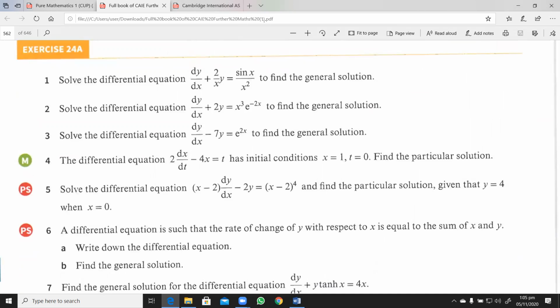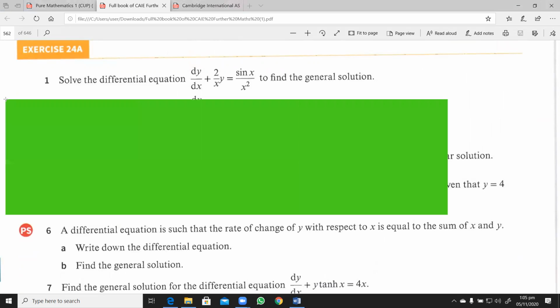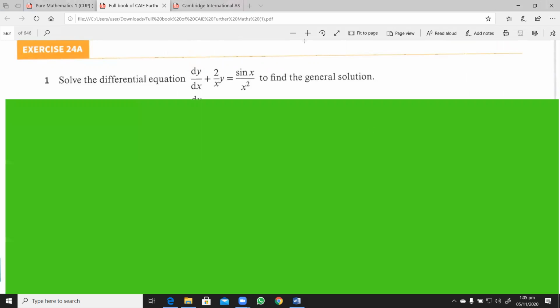Okay, let me arrange some space, some colorful space. I like the light green. Okay, let's let this go on. Okay, so here we are. What color would look better on this? Oh, white is good.